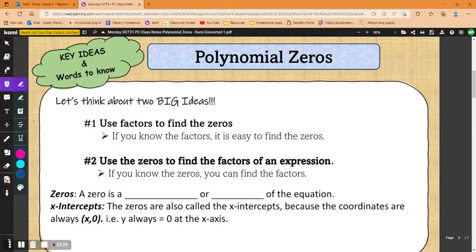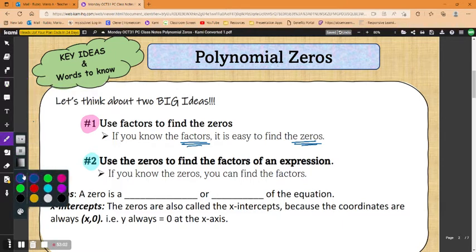The first one is we can use factors to find the zeros. So in other words, if you know the factors of a polynomial, it's very easy to find the zeros. And our second big idea is we're going in the other direction, and we're saying we can use the zeros to find the factors. So if I give you the zeros and you understand what that means, then you can go back, kind of back out, and find the factors.